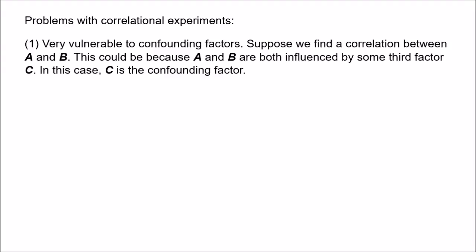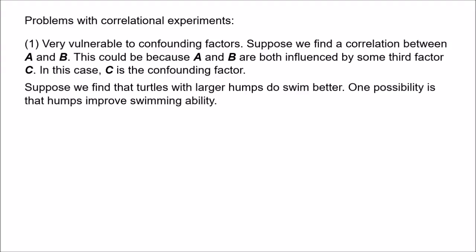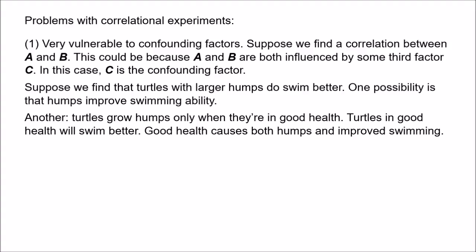In other words, a confounding factor is a variable that influences both the dependent variable and the independent variable. For example, in our correlational study of the turtles, let's say that we find that indeed turtles with larger humps do tend to swim better. And so, yes, this does confirm the hypothesis that the humps evolved to improve swimming ability. But there are many things that might be going on here. Maybe our hypothesis is right, and the humps evolved to improve swimming ability. Another possibility is that maybe all turtles have a tendency to grow these humps, but only when they're in good health, when they have a good diet and a strong immune system and so on. So good health causes the larger humps. Now, it's also likely that turtles in good health will be able to swim better than those in poor health.